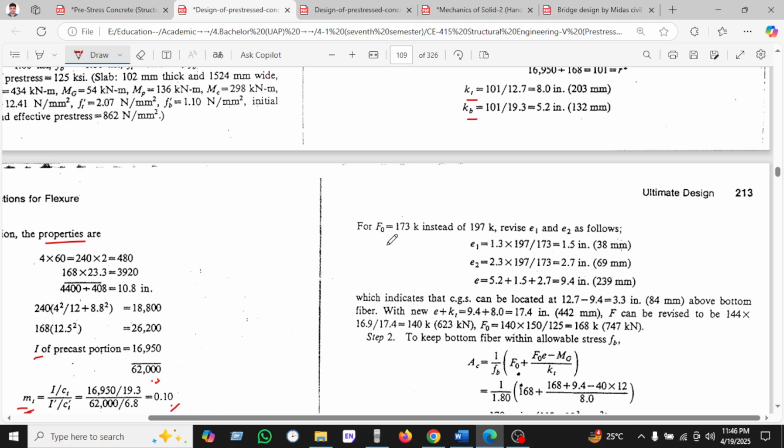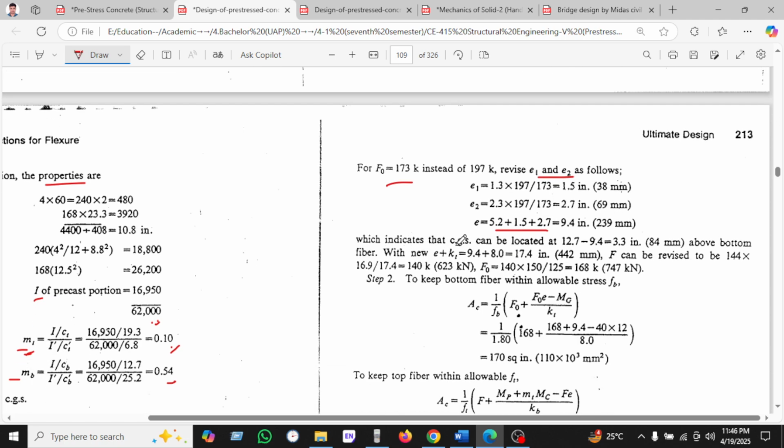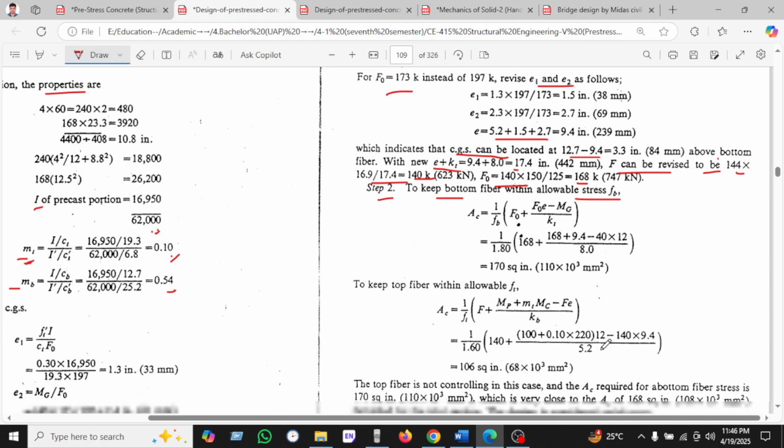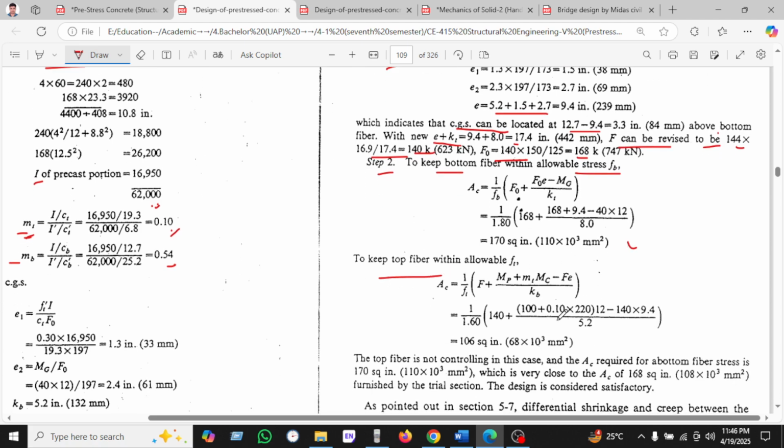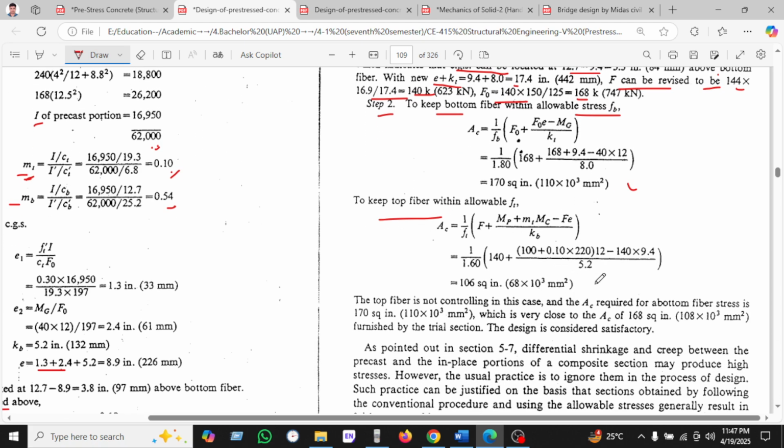As we can see, F0 is here, you need to follow this formula, and the total is found, which indicates where the CGS can be located. Found in this way above the bottom fiber, and the new e plus K1 is found as this value, and F can be revised, which is 114 into this value, and found 1460, and F0 is found 160. Step 2, to keep the bottom fiber within the allowed fiber stress use this formula, and to keep the allowable stress in the top fiber within limits use this formula.